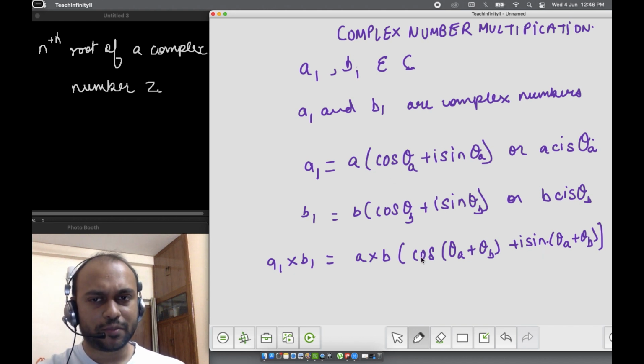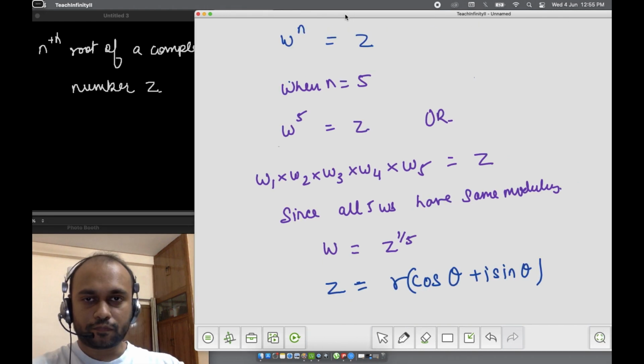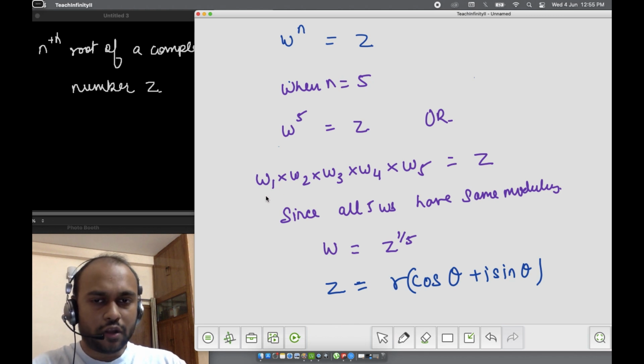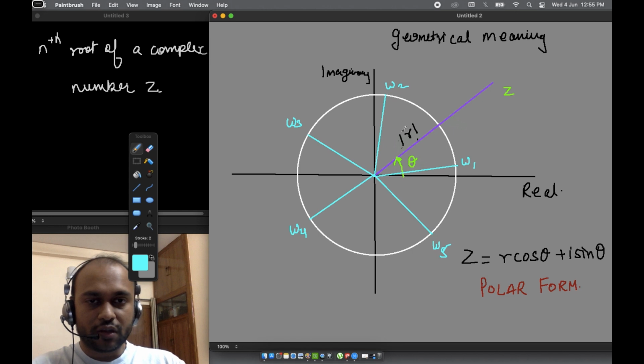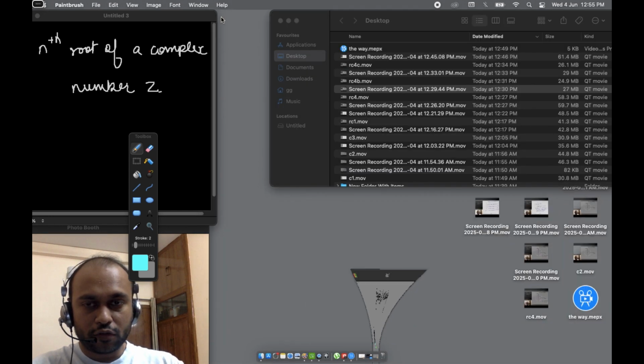That is the premise about the roots as well. Coming back to the fifth roots example, w to the power n is equal to z. When n is equal to 5, w to the power 5 is equal to z. That means all these 5 w's, w1, w2, w3, w4, w5, multiply as complex numbers to give you z. Since all 5 w's have the same modulus, because they are just z to the power 1 by 5 as represented in this particular circle, they all have the same modulus.